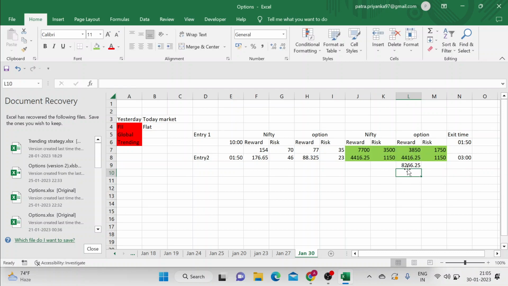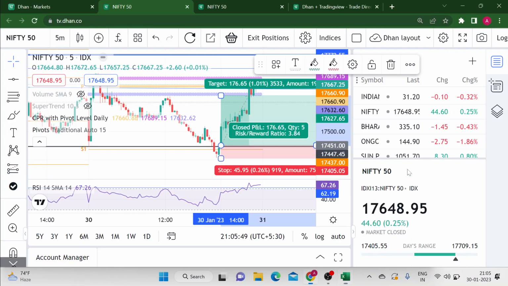So you can see, if you have 10k capital, you might be getting 8266.25 in a single day. 82% of the used capital, which is quite good, because today the success rate was good, but another person might be failing with the first trade.